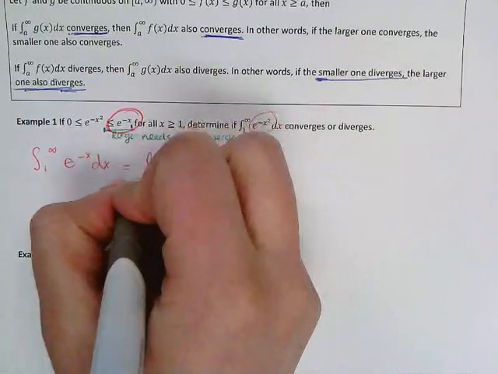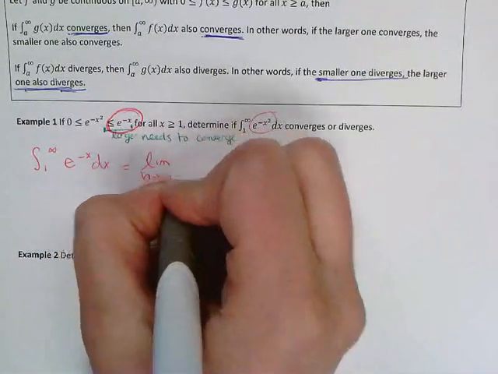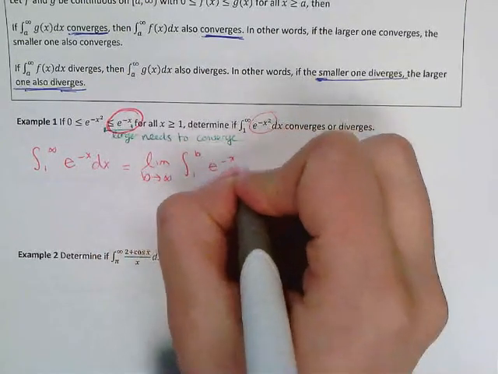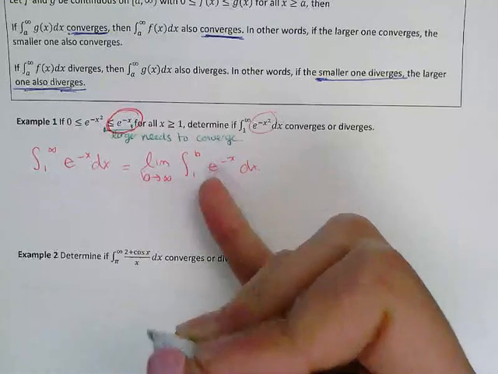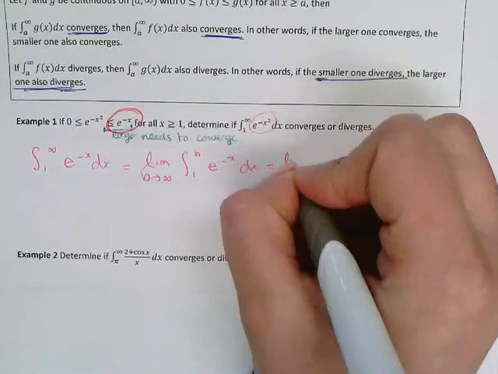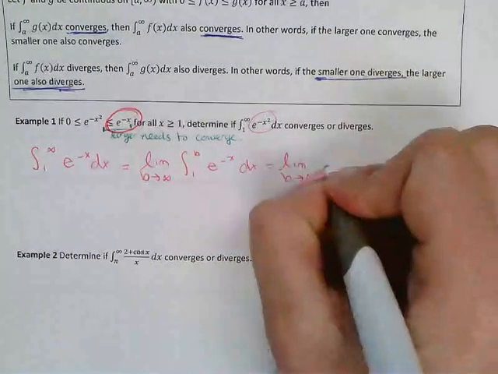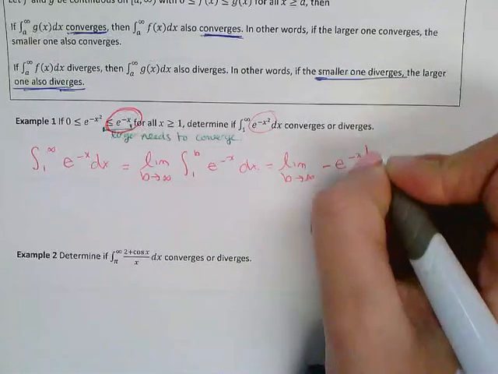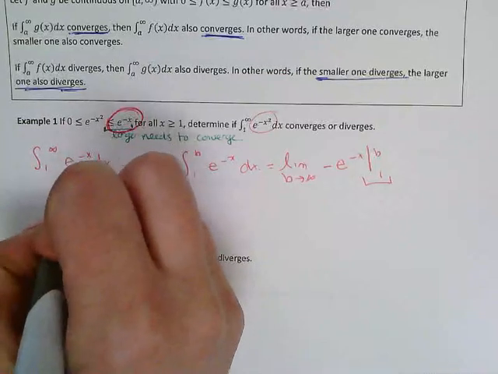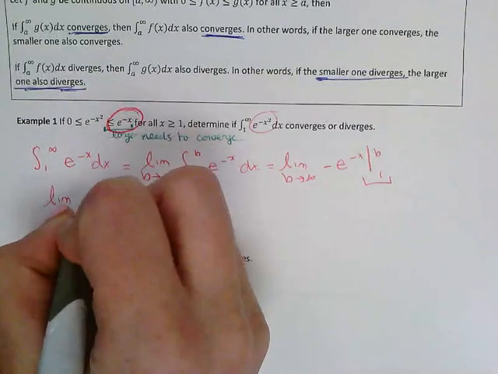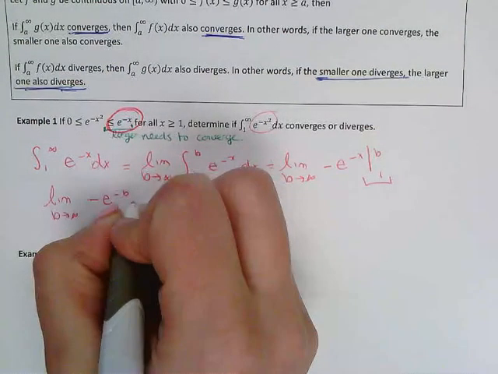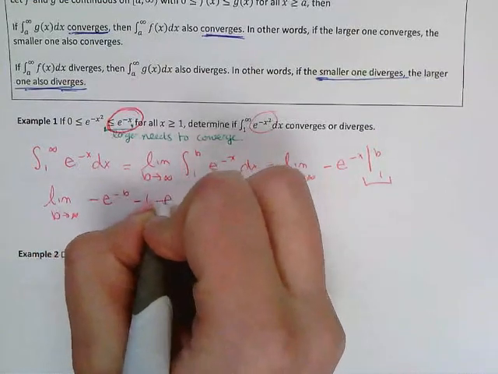And we can use the limit of improper integrals, the integral from 1 to b of e to the negative x dx. We know that the integral of e to the negative x is just negative e to the negative x, evaluated from 1 to b. Now I can plug in my b and 1. So this becomes negative e to the negative b minus negative e to the negative 1.